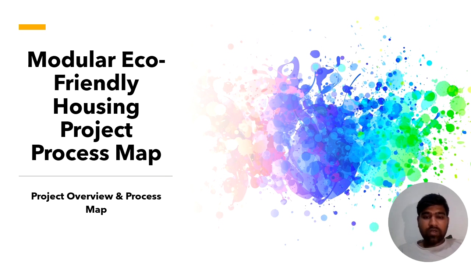Today we'll speak about the modular eco-friendly housing project process map. This project focuses on creating affordable modular housing that's not only functional but also environmentally responsible and socially inclusive. I will explain how sustainability has been integrated across each project phase and how digital tools and KPIs support better project delivery and governance.